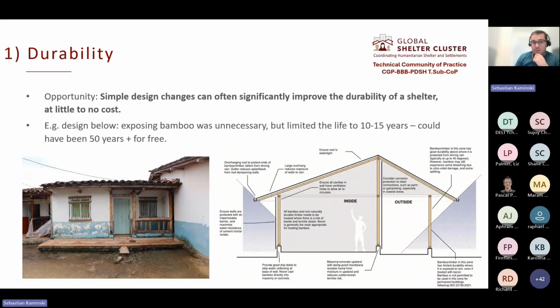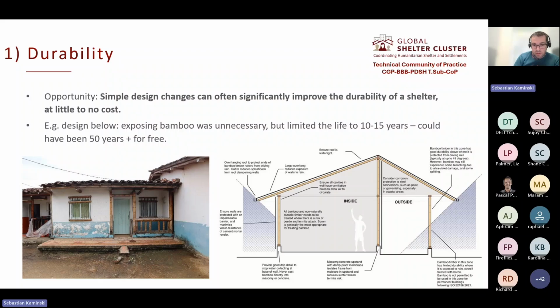And the opportunity there is that simple design changes can often significantly improve the durability of a shelter at little to no cost. Appreciating that we don't have unlimited costs here, I'm not talking about investing a lot more money into the design. I'm suggesting simple design changes at very little cost can significantly improve the durability.